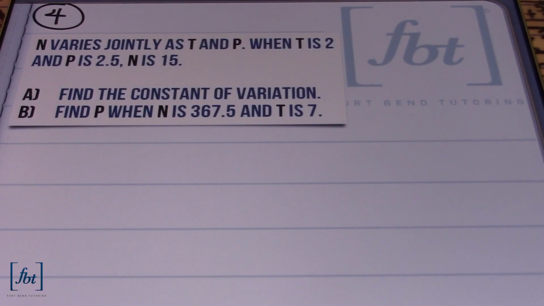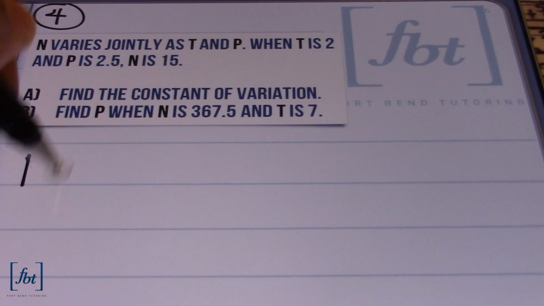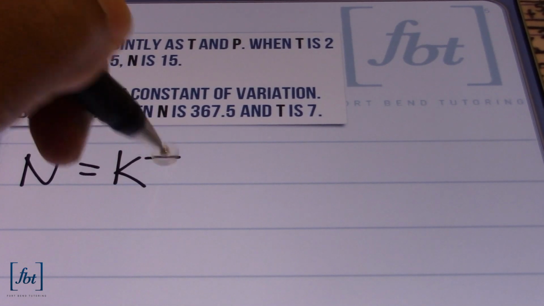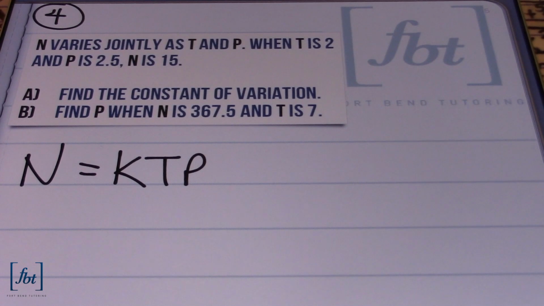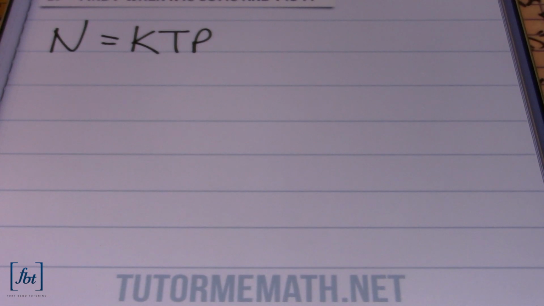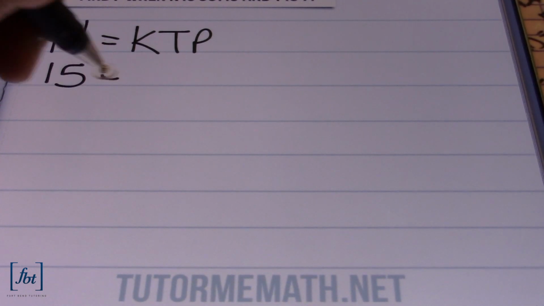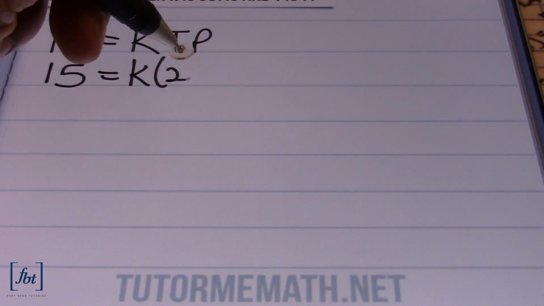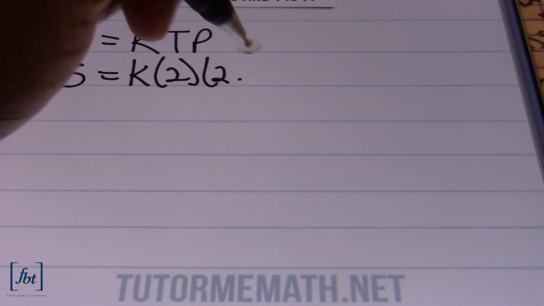In part 4, n varies jointly as t and p. When t is 2 and p is 2 5/10, n is 15. All right, well, that's nice and sweet. Part A, they want us to find the constant of variation. So in order to do that, I'm going to go ahead and write my setup for my variation equation. I'll have n equals k times t times p. In order to solve for my constant of variation, we'll be plugging in the following information from our problem. We know that n is equivalent to 15 when t equals 2 and p equals 2 5/10.